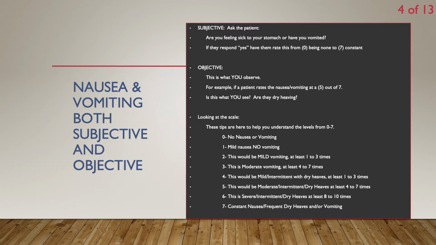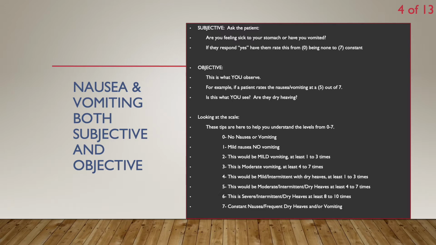And you're going to use that and compare that to what you observe. So the objective part, what you observe, is important. For example, patients sometimes exaggerate where they're really at. Some may be drug seeking. I mean, you have to keep all this in mind.